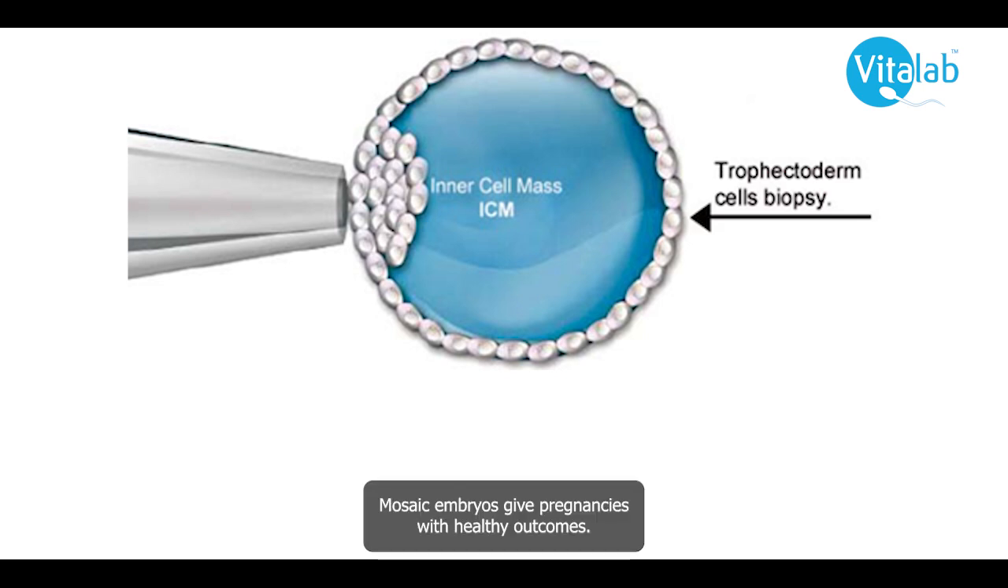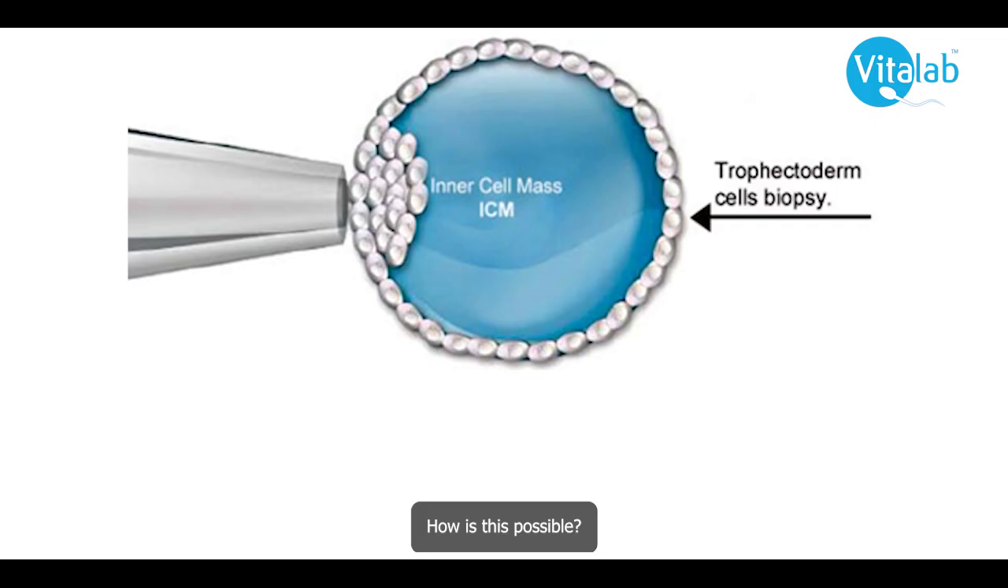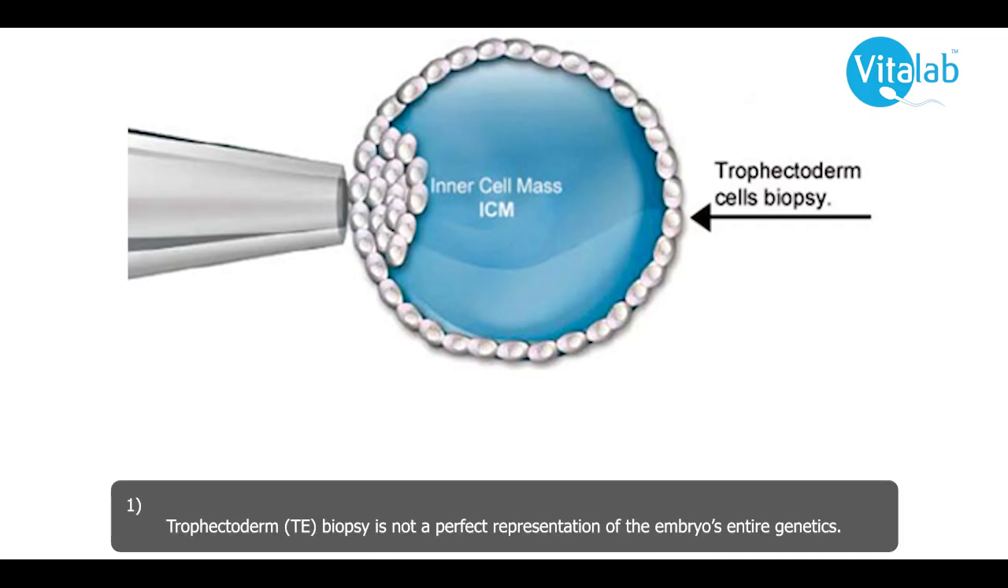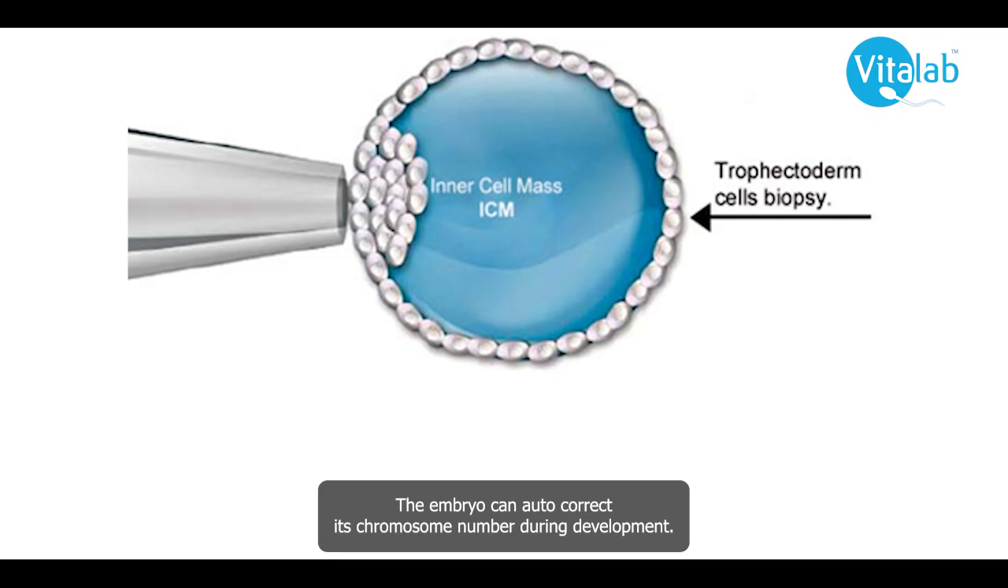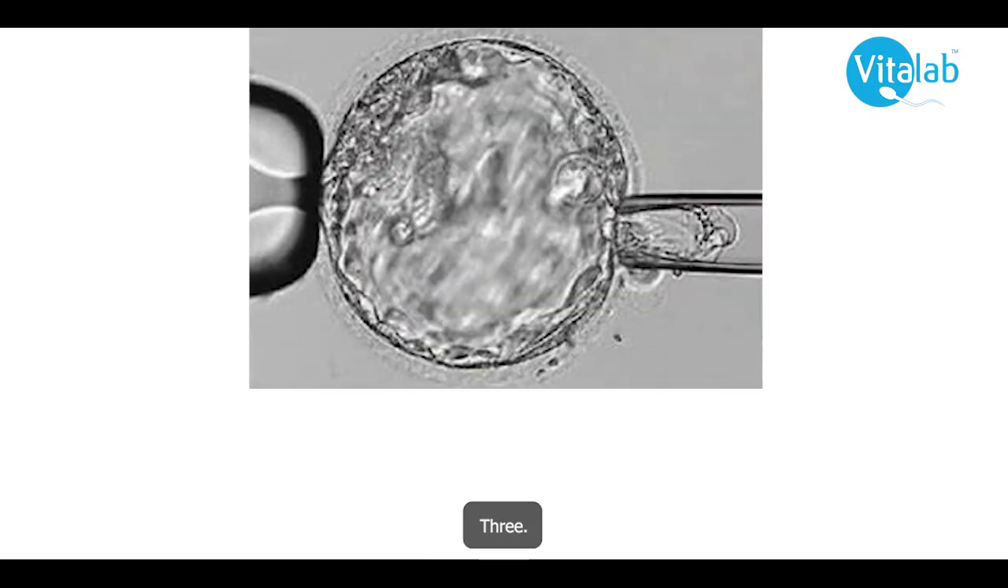Mosaic embryos give pregnancies with healthy outcomes. How is this possible? The answer lies in 3 principles. 1. Trophectoderm, TE, biopsy is not a perfect representation of the embryo's entire genetics. 2. The embryo can autocorrect its chromosome number during development. 3. Misinterpretation of PGT-A results.